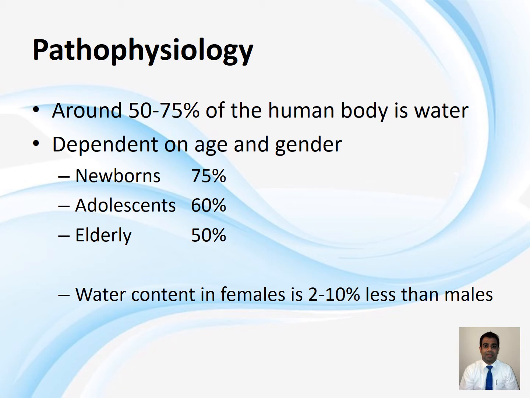Now, the water content of females is thought to be 2 to 10% less than in males, and this is solely because of the increased fat content in the female body habitus. So the more fat content there is, the less would be the water content, or the percentage that is composed by water.